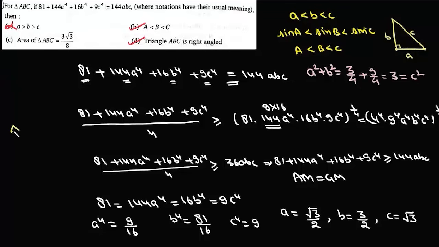Now the area of this triangle will be half ab, and this value is going to be 1 by 2 into a, which is root 3 by 2, and b is 3 by 2. So this value is 3 root 3 divided by 8, and that's your option C. So the correct options are B, C and D.